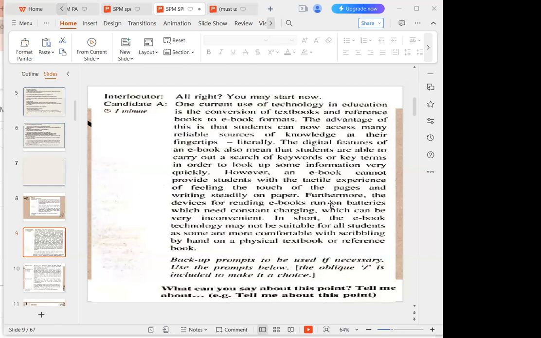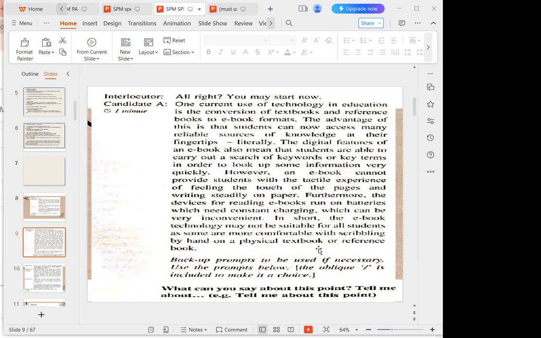And also, it mentioned that another downside, the drawbacks of having an ebook, is it runs on battery. Okay, you have to charge it constantly. Constantly means 时常的 charge 它. Okay, and then it made a conclusion about this technology: it is not suitable for all students, because some people are more comfortable in scribbling by hand. Scribbling by hand means you write, you love to doodle. 你喜欢用写的 on the physical textbook.